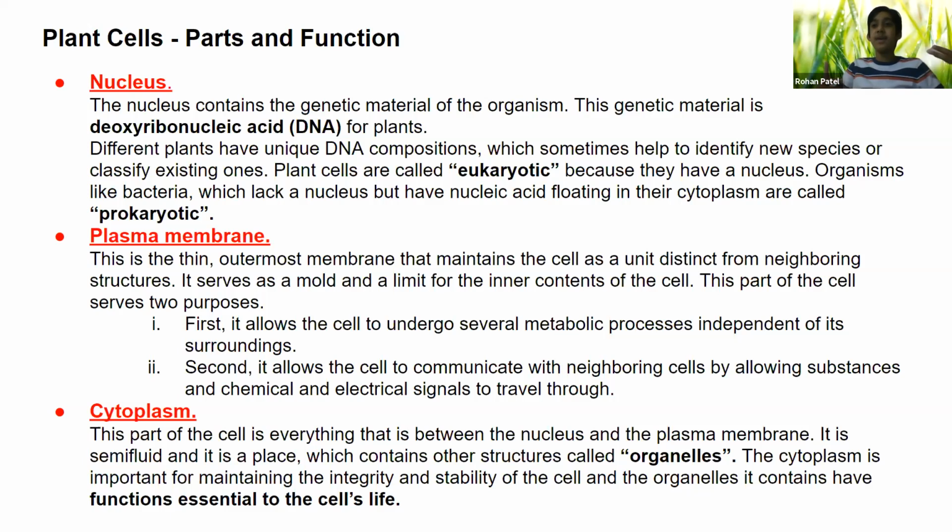We have cytoplasm, which is between everything, between the nucleus and the plasma membrane. It takes everything up, and it keeps the organelles in place. For example, if the cell accidentally flips over, the organelles won't go flying everywhere because the cytoplasm is like the liquid that holds it in place.